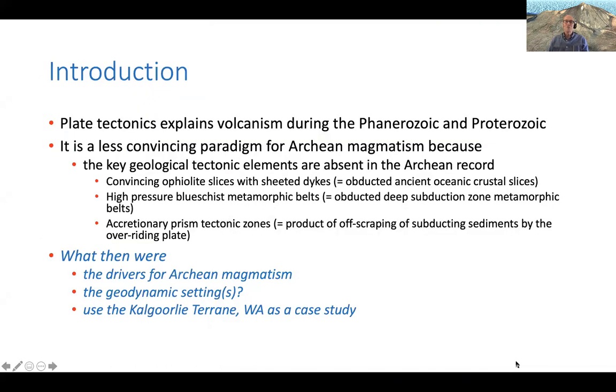Plate tectonics explains very well the distribution of volcanism on the modern Earth surface and also through the Phanerozoic and probably most of the Proterozoic. However, for the Archean, it's a less convincing tectonic paradigm or model, largely because some of the key geological tectonic elements that are evidence for the existence of plate tectonics are absent from the Archean geological rock record. This includes ophiolite slices with the important sheeted dikes, high-pressure blueschist metamorphic belts, and accretionary prism tectonic zones.